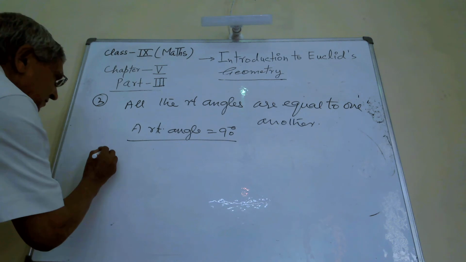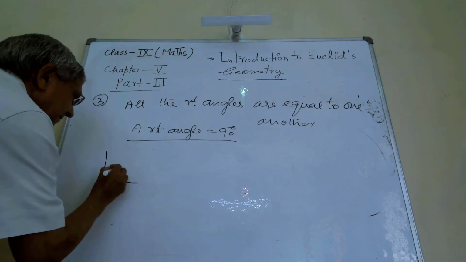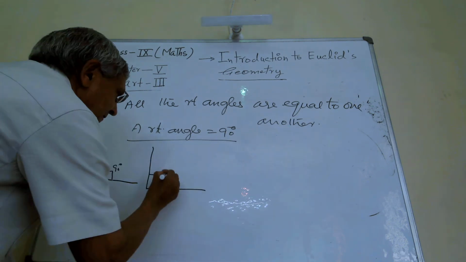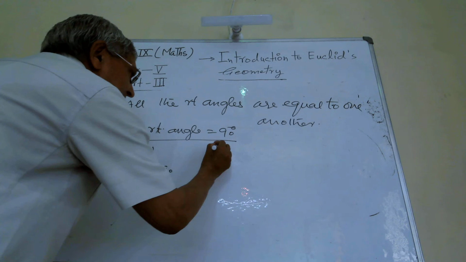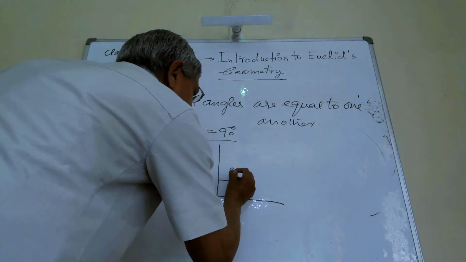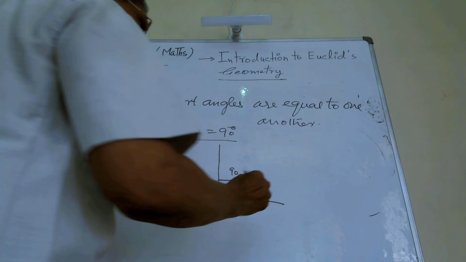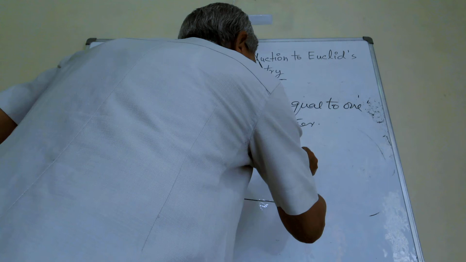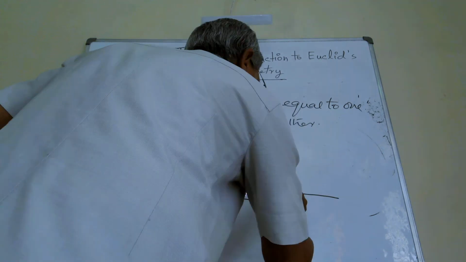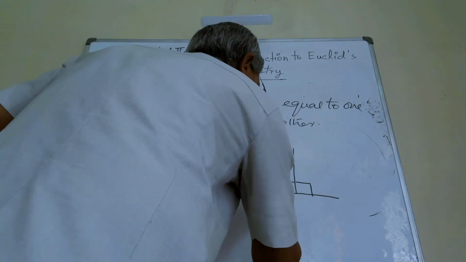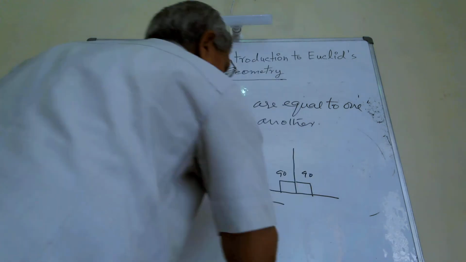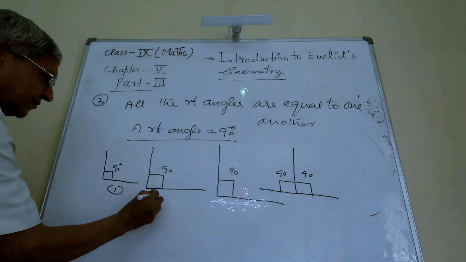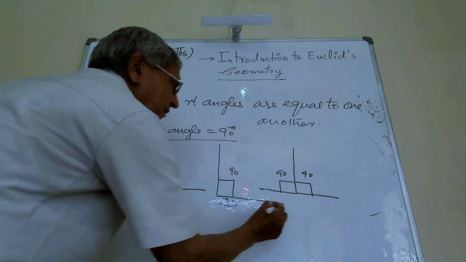This is the first right angle, 90 degrees. This is the second right angle, 90 degrees. This is the third right angle, 90 degrees. And one more form, this is also a right angle, 90 degrees and 90 degrees. This is the first form, second, third, fourth and fifth.